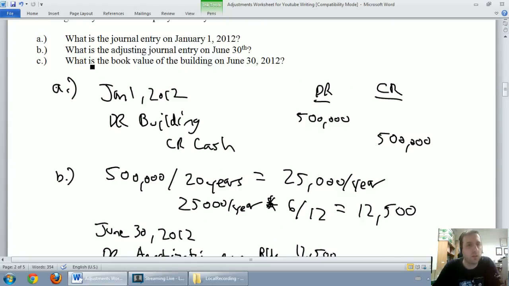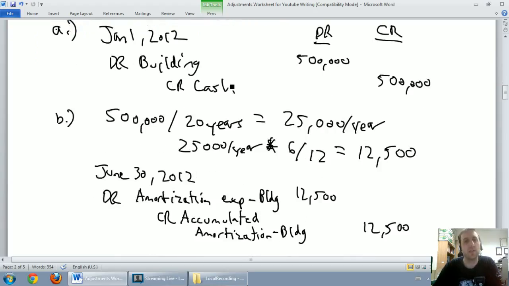The final part of the question says, what's the book value of the building on June 30th, 2012? Basically, they're saying, what's this building worth on paper? What's it worth according to our books, according to our records on June 30th? Well, you can look at it and go, okay, it's a $500,000 building, but we've said it's lost $12,500 of its value. So that's exactly what we're going to do.